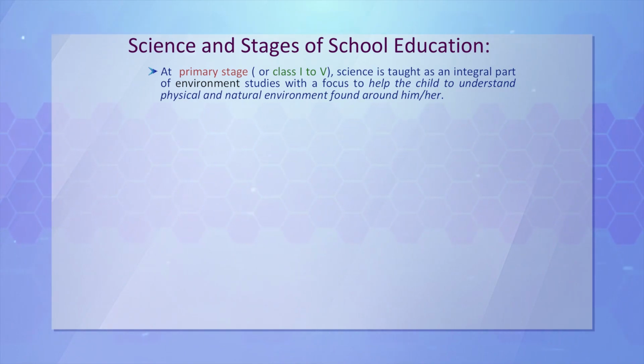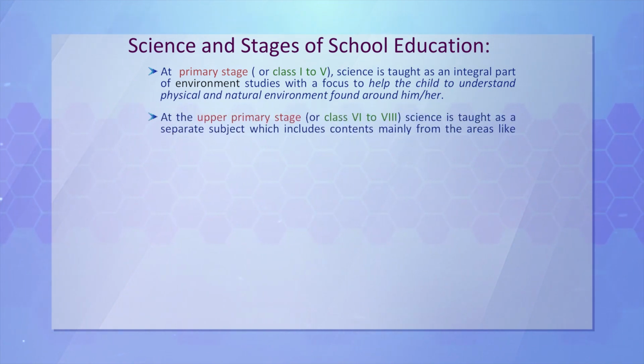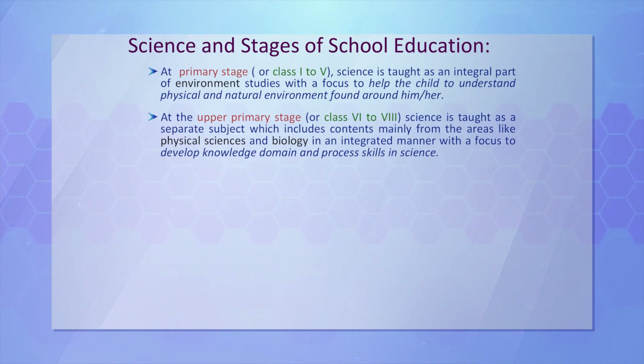For example, at primary stage or class 1 to 5, science is taught as an integral part of environmental studies with a focus to help the child understand the physical and natural environment found around him or her. At upper primary stage or from class 6 to 8, science is taught as a separate subject which includes contents mainly from areas like physical sciences, biological sciences, etc. in an integrated manner with a focus to develop knowledge domain and process skills in science.